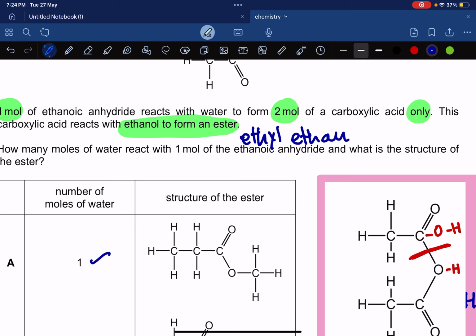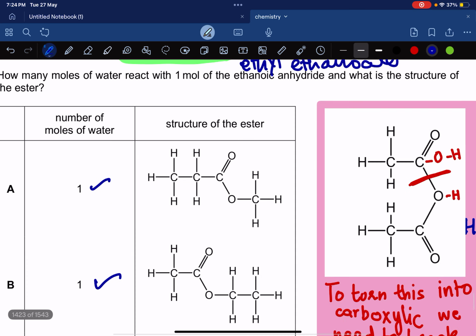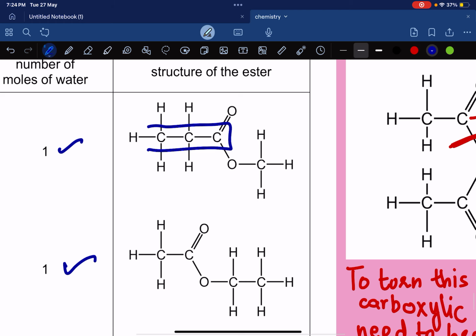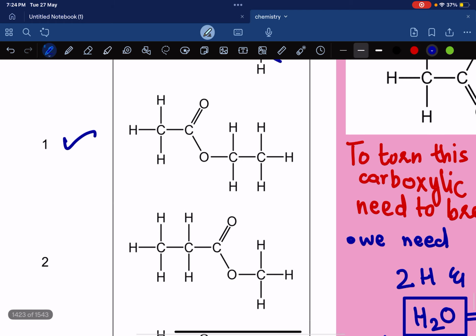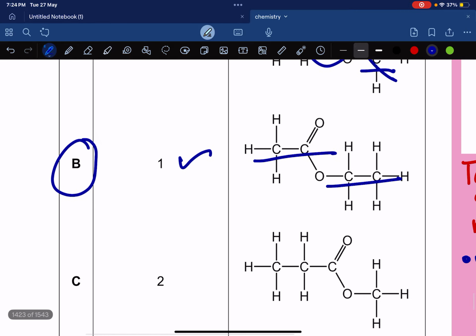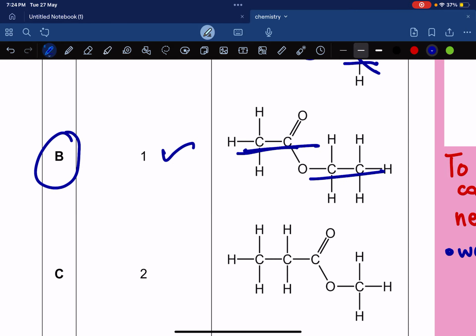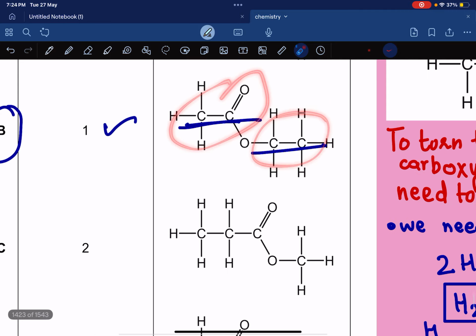And what is the structure for ethyl ethanoate? We're not going to have this one. This is methyl propanoate, so that's incorrect. This is ethyl ethanoate, so it's going to be option B. We had 2 carbons in the acid part and 2 carbons in the alcohol part.